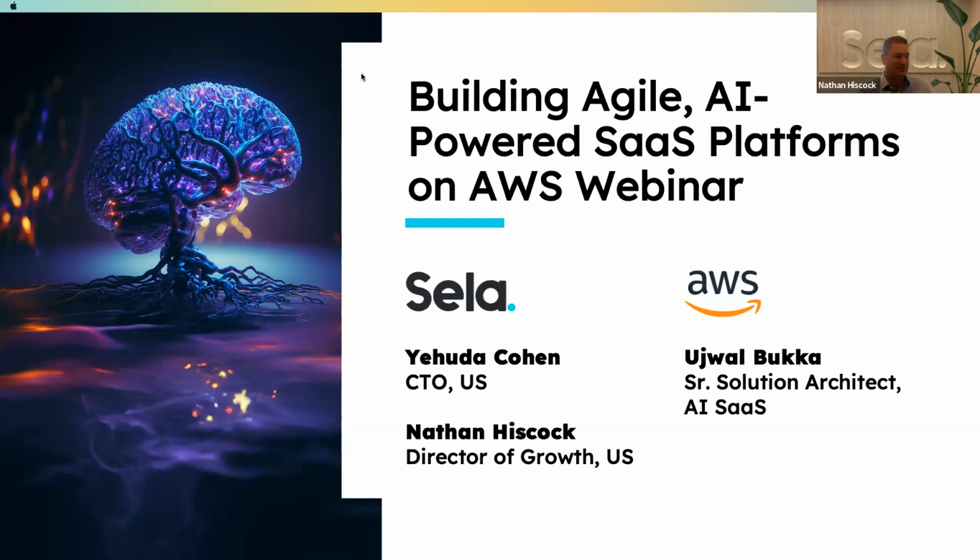This is Nathan and I'm with Stella, and we're going to talk to you today about building agile generative AI applications on AWS and on the SaaS platform. So today we've got a couple great speakers lined up, some of our senior technical leaders. We've got our CTO here in the US, Yehuda Cohen, and then our senior solution architect from the AWS SaaS team, Ujwal Buga. Good morning, fellas.